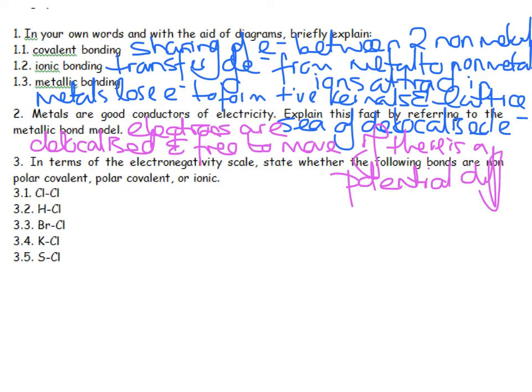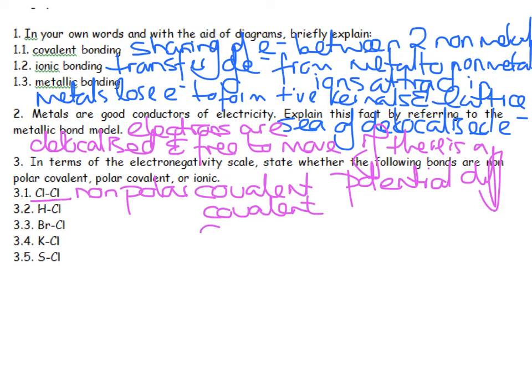In terms of the electronegativity scale, state whether the following bonds are non-polar covalent, polar covalent, or ionic. So my first one is chlorine and chlorine, so it's 3.5, 3.5. That would be non-polar, and it's two nonmetals, so it's covalent. Hydrogen and chlorine is covalent again because it's two nonmetals. Bromine and chlorine is covalent again because it is two nonmetals. Potassium and chlorine is ionic because it's a metal and a nonmetal. And sulfur and chlorine is covalent because it is two nonmetals.